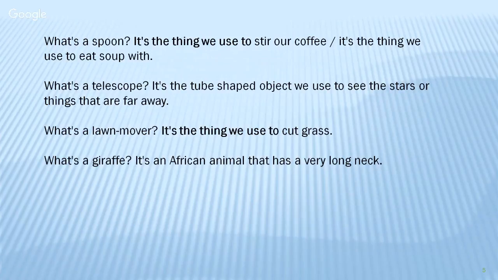What's a telescope? It's a tube-shaped object we use to see the stars that are far, or things that are far away. So this is a little more specific again. It is a tube-shaped object. With this we can see stars, and also places and things that are very far away. What's a lawn mower? It's a thing we use to cut grass. What's a giraffe? It's an African animal that has a very long neck.